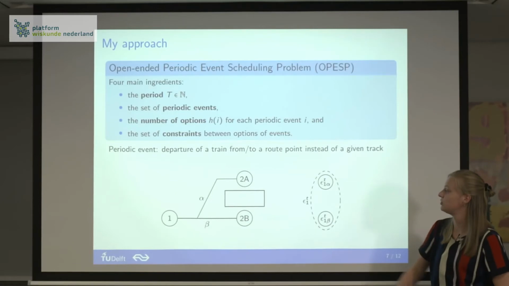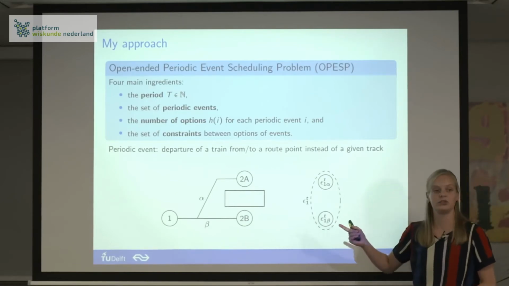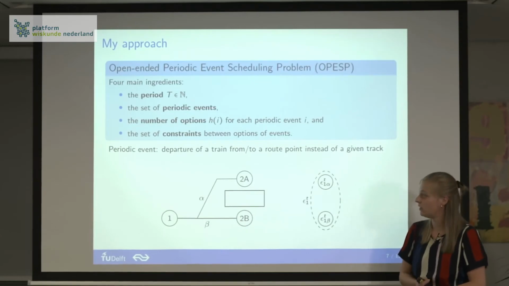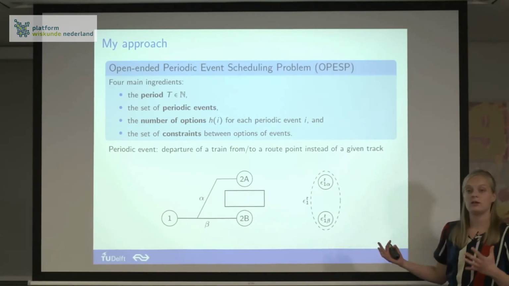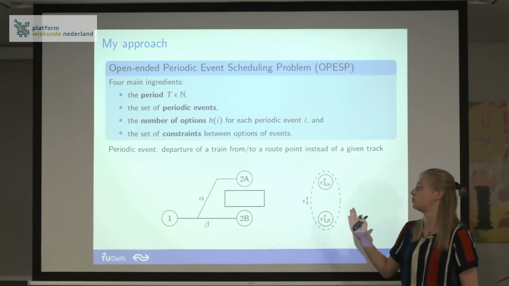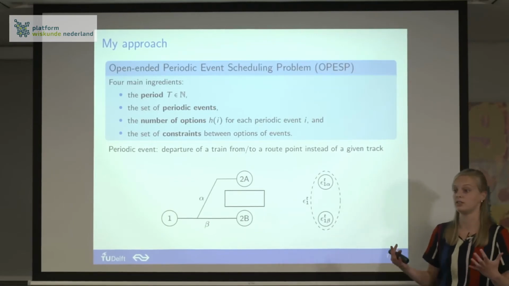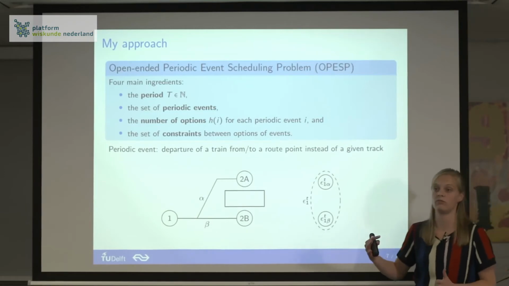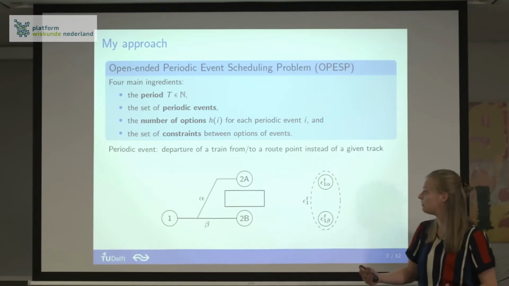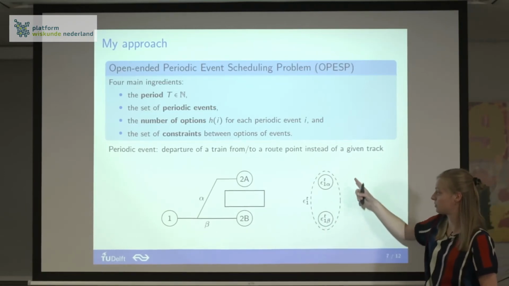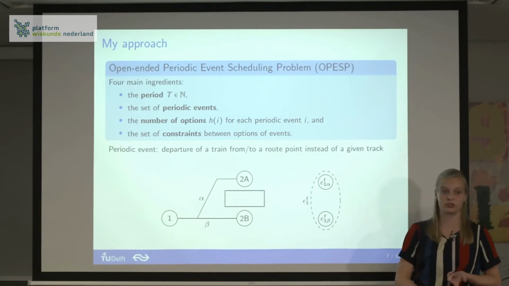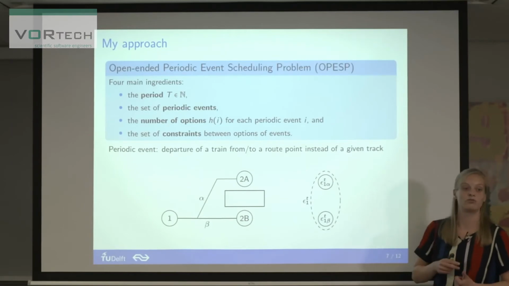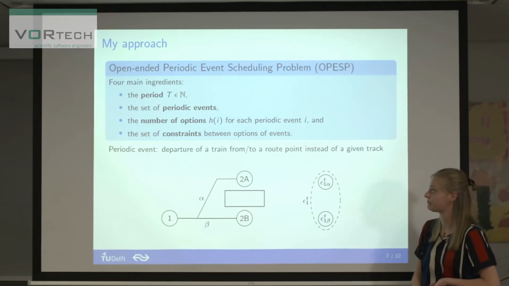So we have 2 stations here. We have station 1 and station 2, where station 2 has 2 platforms, A and B. We see that if we want to schedule a train going from station 1 to station 2, there are here 2 options. So we have the event, namely the departure from station 1, which you can see here in the dashed circle. And we have 2 options for this event here in the smaller circles, namely taking route alpha or taking route beta.